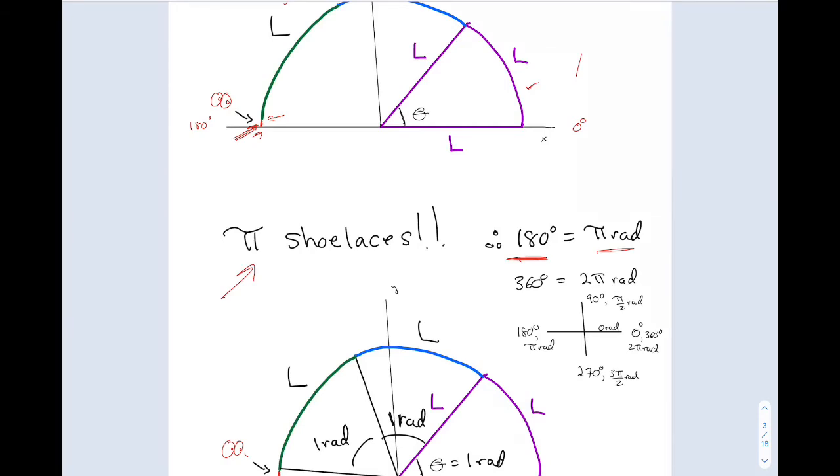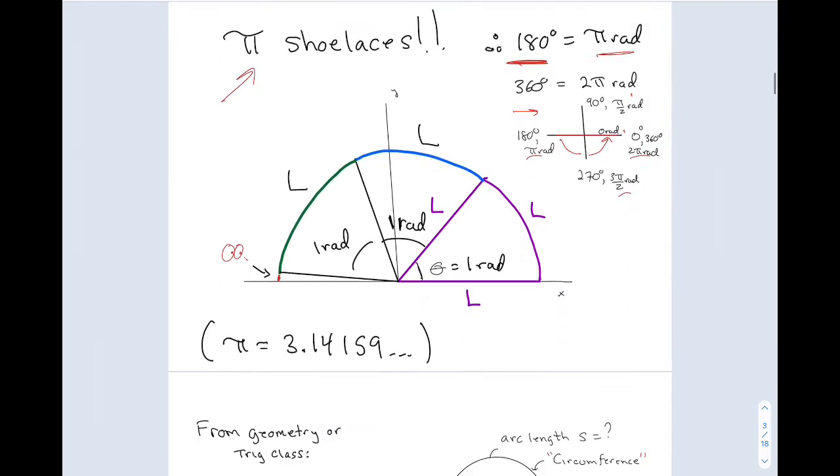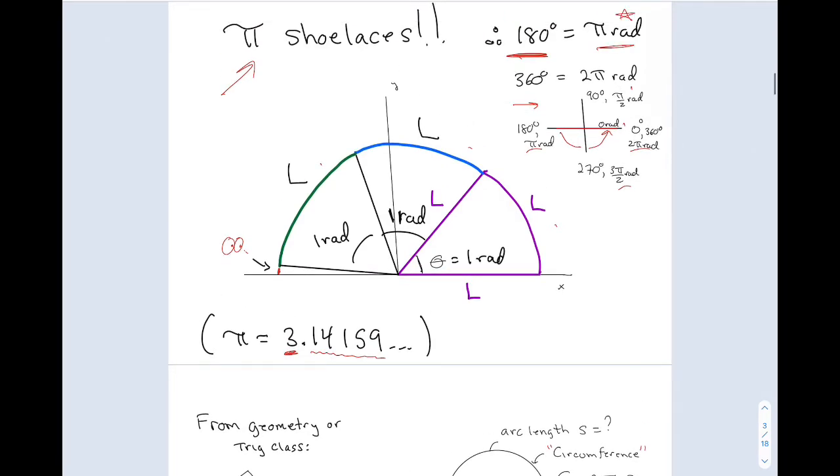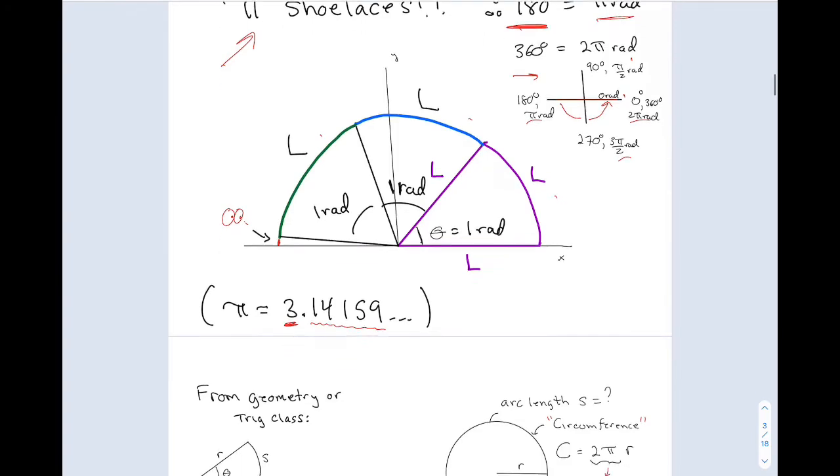And it makes sense that if you go all the way around, so here I drew our coordinate system. You start at 0, 90, 180, 270, 360, or 0 radians, pi over 2 radians, pi radians, 3 pi over 2, and 2 pi radians. So here's the same picture. I have my 1, 2, 3 shoelaces. I have that little gap. So pi shoelaces is, there's my 3 shoelaces, and I need a little bit more. That's why pi radians is the same as 180 degrees.